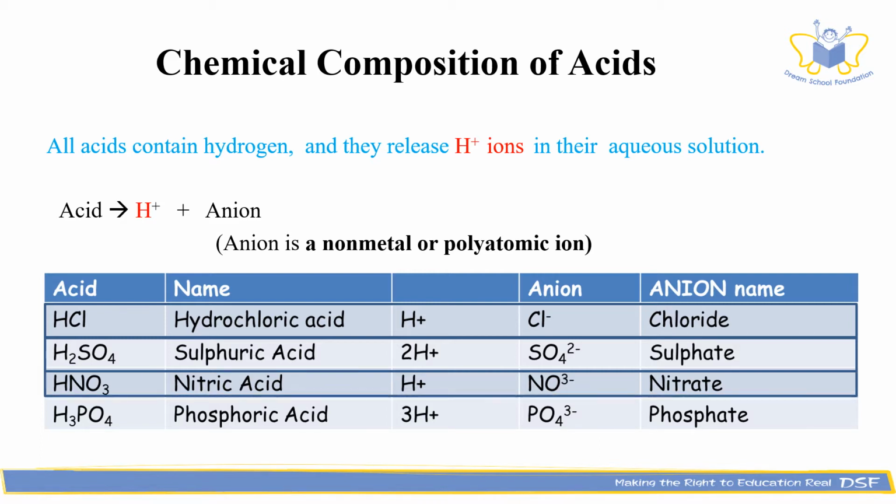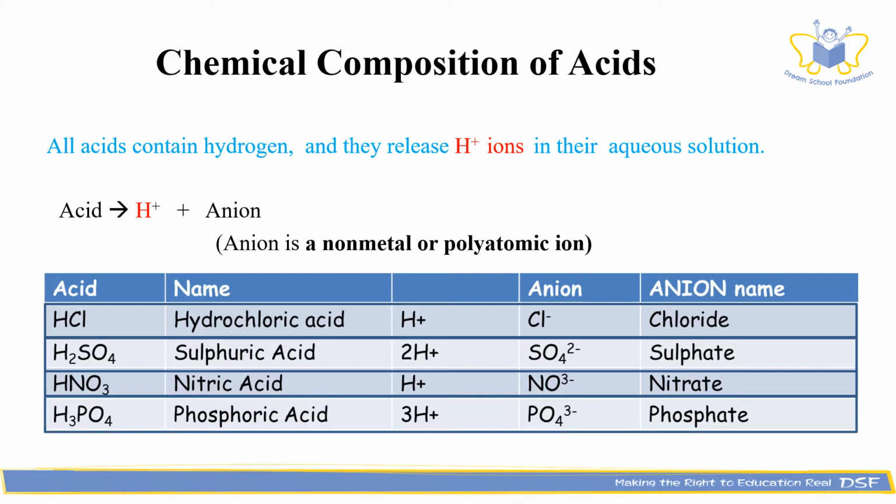Third one, HNO3, called nitric acid, gives H plus and anion NO3 minus, anion name nitrate. Fourth, H3PO4, called phosphoric acid, gives 3H plus ions and anion PO4 3 minus, anion name phosphate. In all the acids, they release H plus ions in their aqueous solution.